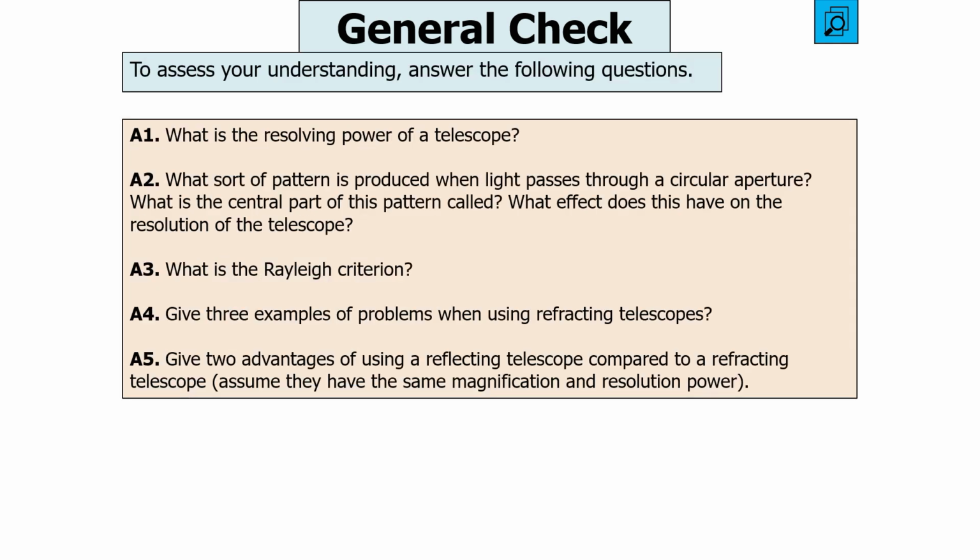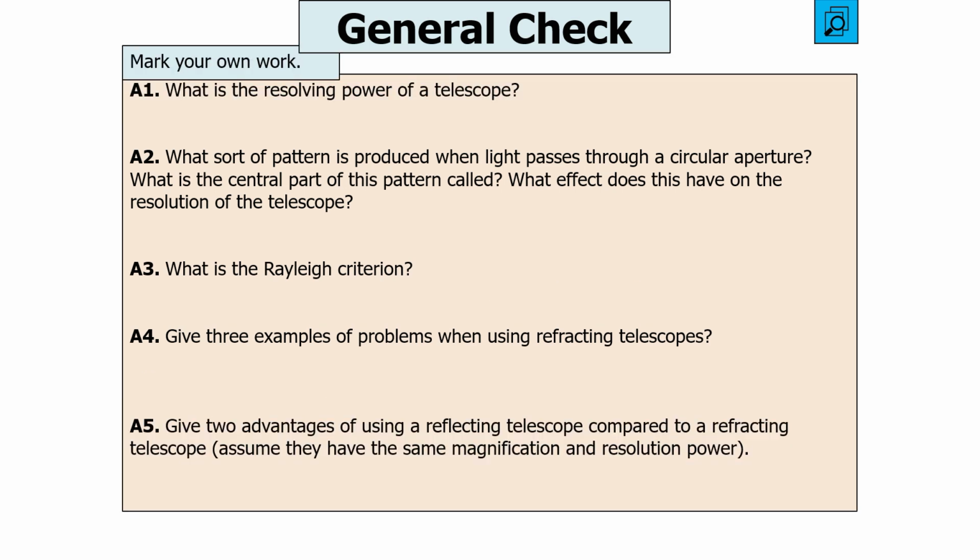The next question says, what is the resolving power of a telescope? What sort of pattern is produced when light passes through a circular aperture? What is the central part of this pattern called? What effect does this have on the resolution of the telescope? What is the Rayleigh criterion? Give 3 examples of problems when using refracting telescopes, and give 2 advantages of using reflecting telescopes compared to refracting telescopes, assuming they have the same magnification and the resolution power. So pause the video now, then unpause the video when you want to go through your answer.